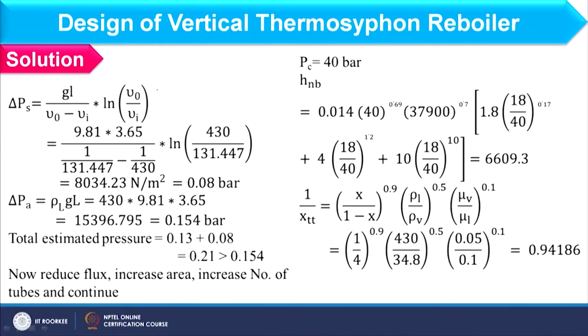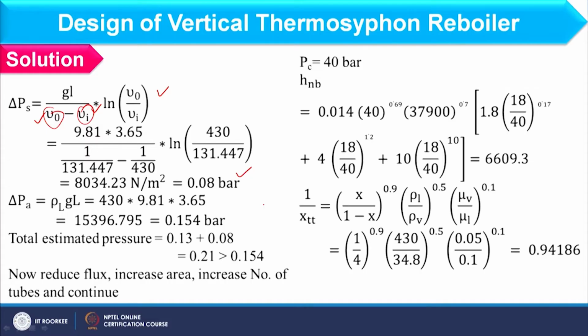And next we have to find out the pressure drop due to static head, and for that we have expression like this: delta Ps equal to GL V naught minus Vi into ln V naught by Vi, right. So, this V naught and Vi are basically specific volumes, and that will be nothing but the reciprocal of density. So, you can consider rho GL here, however, continuously phase is changed. So, we have considered specific volume instead of density.